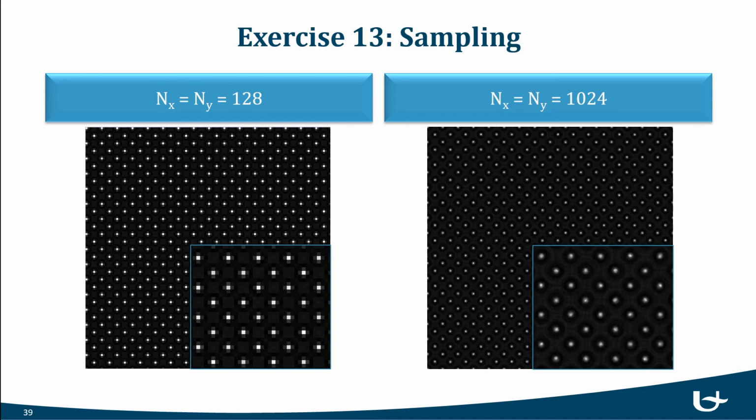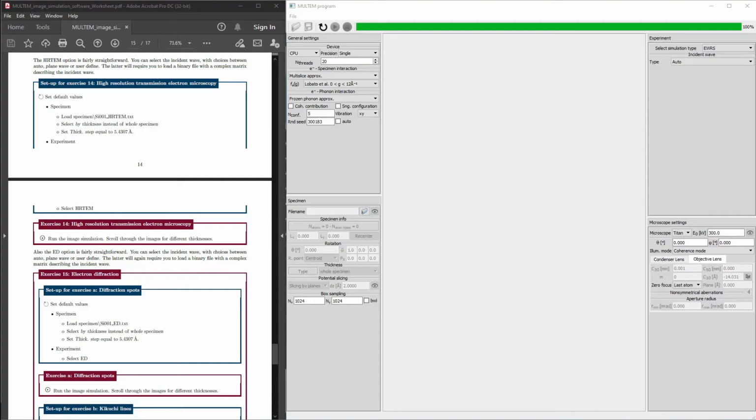The potential sampling has to be good enough in order to capture all relevant details of our simulation. If we perform a simulation using a small number of sampling points, it will yield unrealistic results. Increasing the number of sampling points will generate realistic images at the cost of increasing the computational time. As a rule of thumb, a pixel size of around 0.05 Angstrom will be good enough for most of your simulations. In exercise number 14, we will generate a high-resolution transmission electron microscopy simulation.